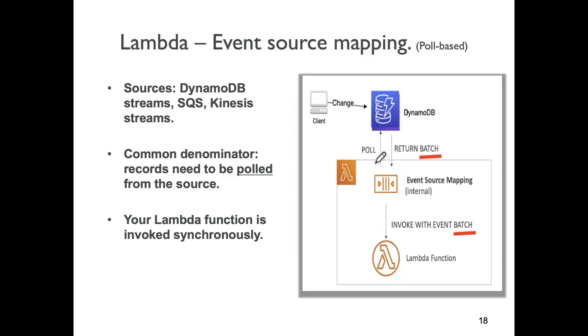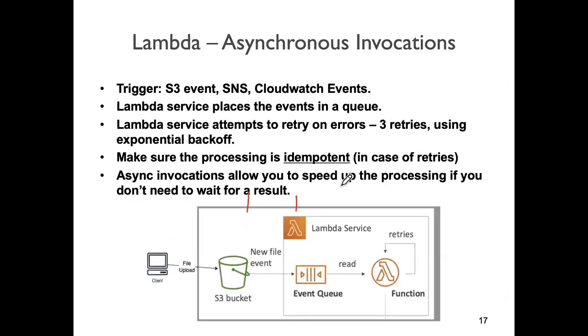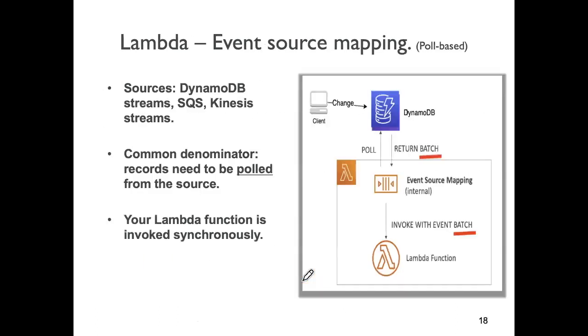But the key point here is that the AWS service is polling my event source for events, whereas in the asynchronous model, if I just quickly go back to it, in this model, the event source is telling the AWS service about the events. It's providing the events to it. And okay, the AWS service puts them into the queue. So there's a different kind of invocation sequence going on between this asynchronous model and the event sourcing model.